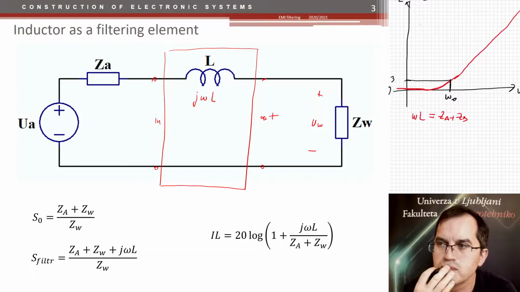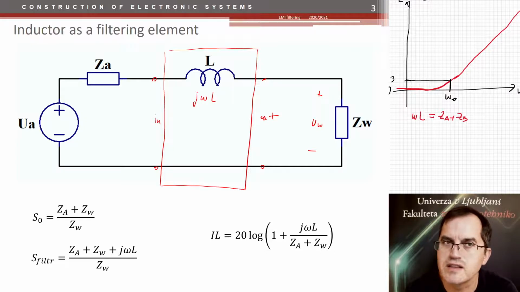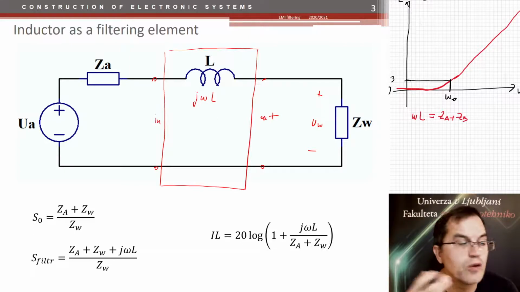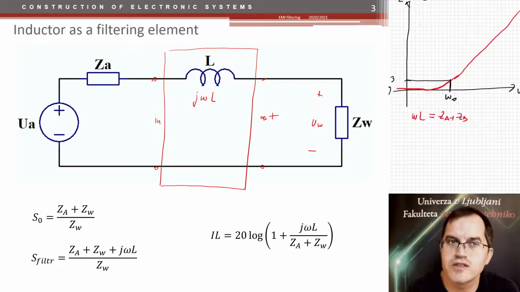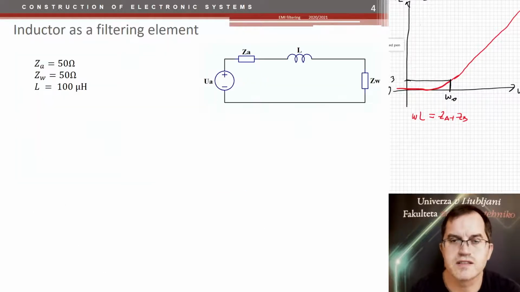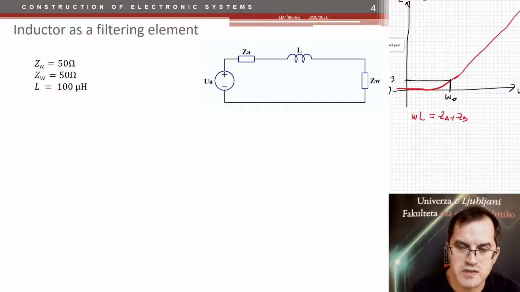Well, that's in theory, because the coil, the inductance, in the real world is not ideal. If that inductance was ideal, then we wouldn't have any problems at all. Our insertion loss would go large with the frequency, and the filter would be great. So let's start with a simple simulation using an ideal coil. For the source impedance, the aggressor impedance and the victim impedance, we took 50 ohms.